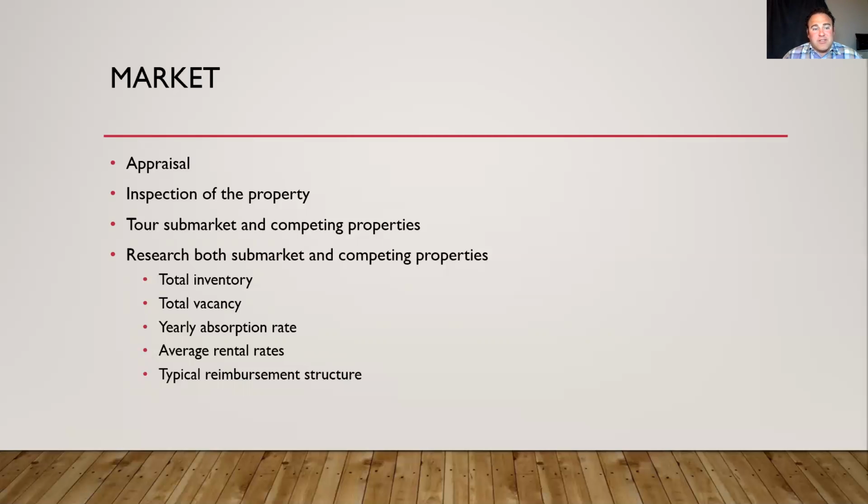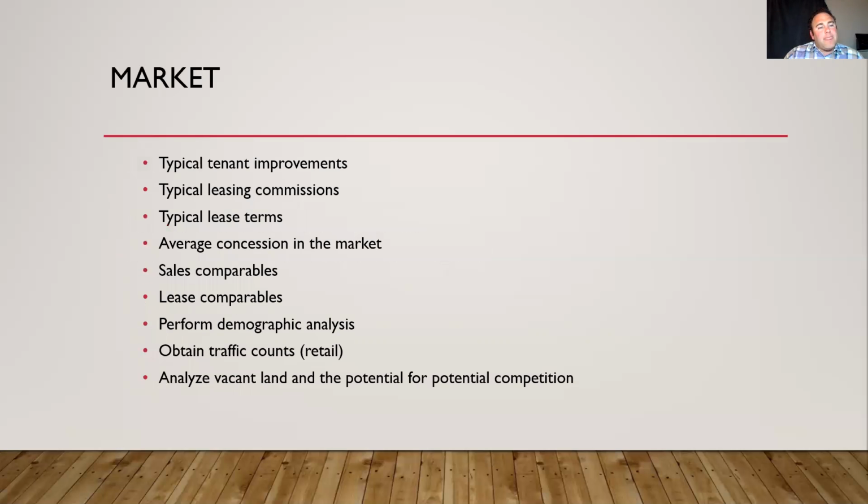typical reimbursement structure, right? That's specific to commercial. What's the reimbursement structure? Are there triple net leases in the area? Are we comparing it with double net leases, triple net leases, gross leases? All those types of things we're going to want to take a look at.